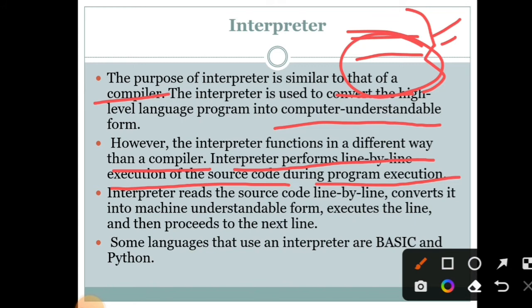So it executes a line and then proceeds to the next line, that is the function of an interpreter. Some languages that use interpreters are BASIC and Python. So these languages use interpreters, Python and BASIC.